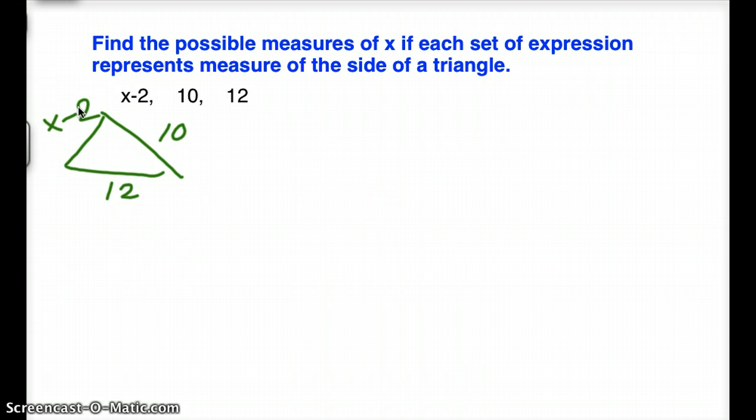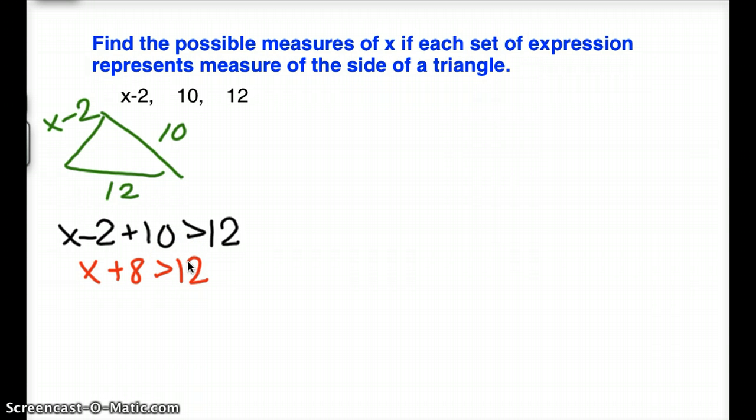I'm using my triangle inequality theorem again, and that says add the two sides together and they have to be greater than the third side. So I'm going to take my X minus 2, add it to 10, and it has to be greater than 12. I'm going to go ahead and simplify my inequality. So X plus 8, excuse me, X minus 2 plus 10 is X plus 8, greater than 12. Move my 8, X is greater than 4.